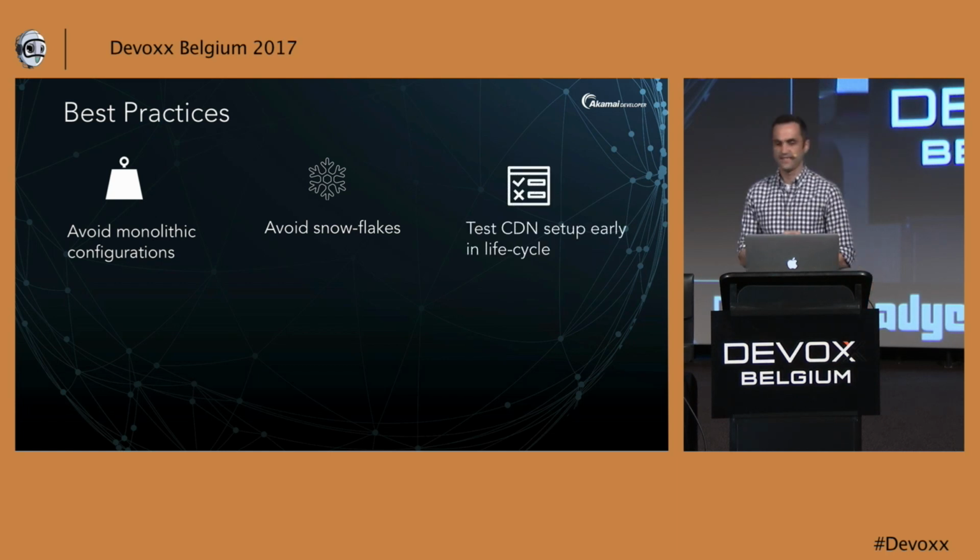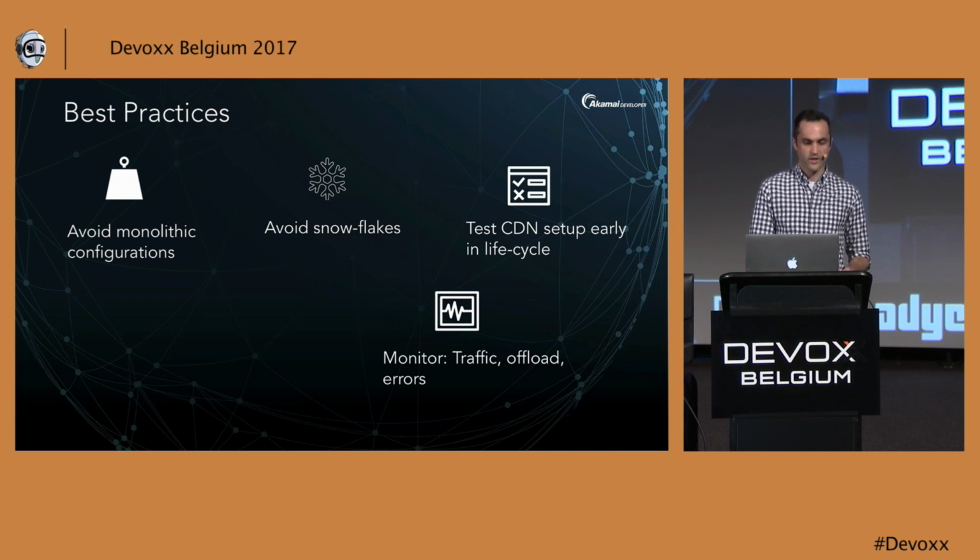Next, we need to make sure that we're testing CDN as early as we can in the lifecycle. So a bug is always cheaper to be fixed in development than production. It's the same with CDNs, right? So we want to make sure that we're testing these things in development and doing that often, and that we're also including that information in our various commit messages.